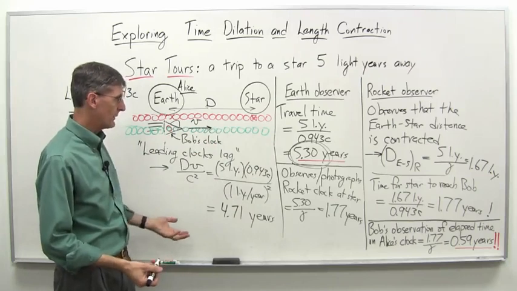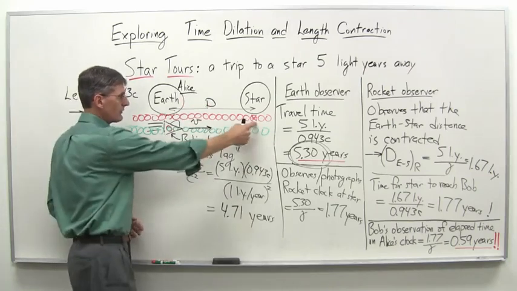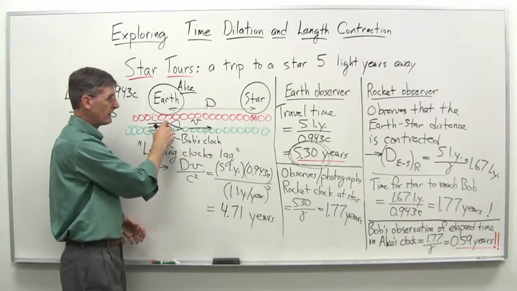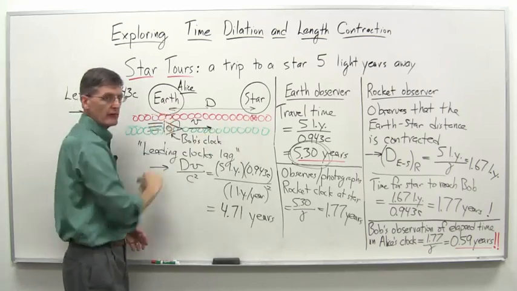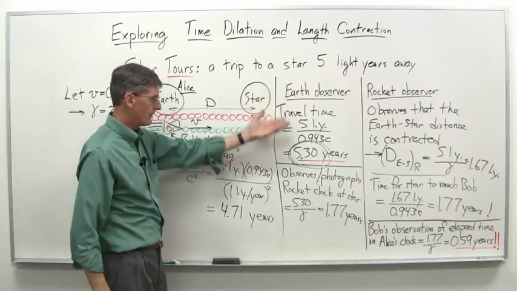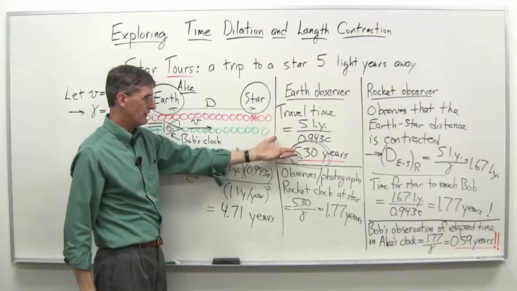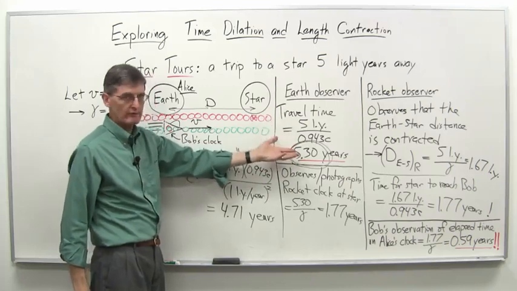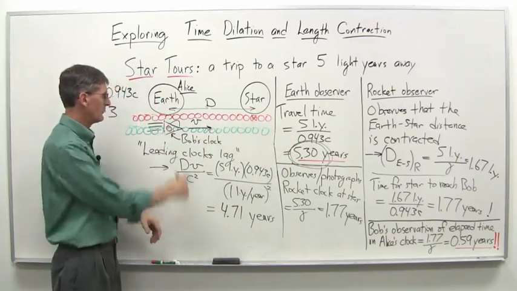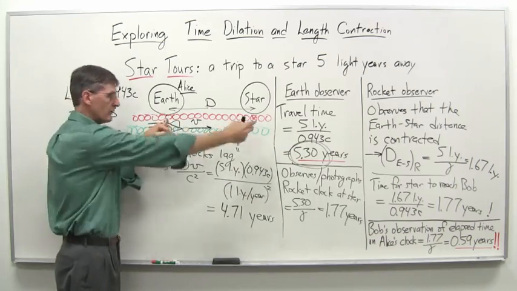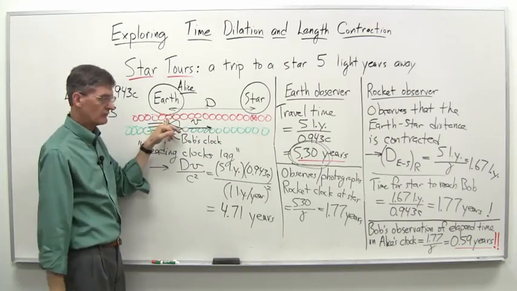But the point here is that when this clock reaches here and the photographs are taken, this clock says 5.3 years. Alice understands that very easily. Just 5 light years divided by 0.943c. Sure, it's got to be 5.3 years. Of course, it's 5.3 years. My clocks are all synchronized. It started out at 0. Took 5.3 years. Yes, it's going to read that.